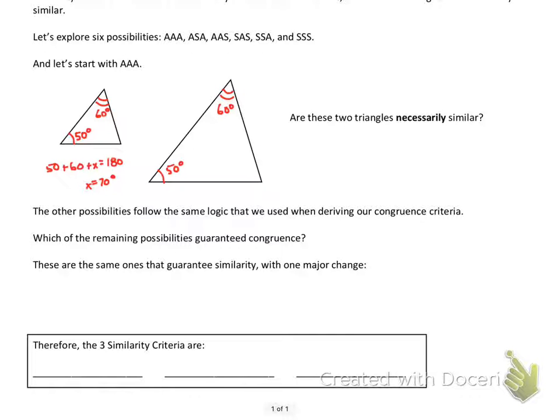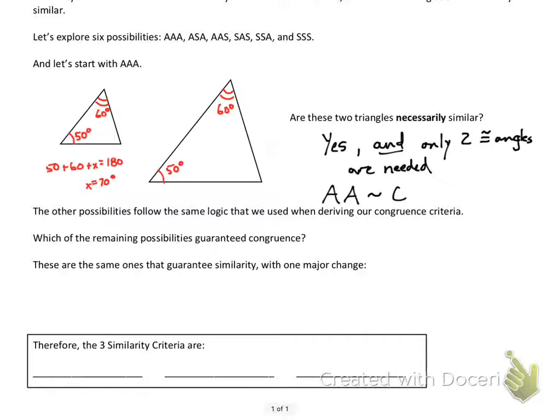All right. So are these two triangles necessarily similar? To answer that question, we say yes, and we can add a little extra to this. We can say, and only two angles are needed. Only two congruent angles are needed. So this is what we call the angle-angle similarity criterion.